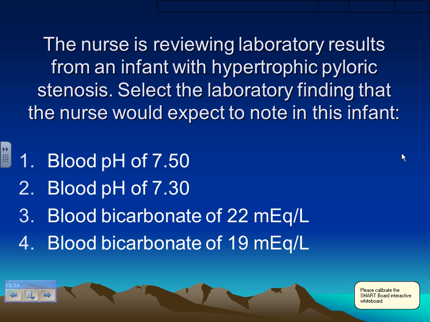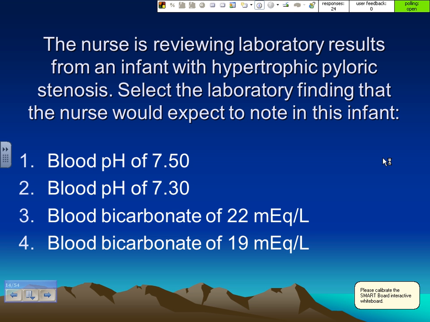I don't know how many of you remember this particular question from back in 110 and how we kind of talked our way through it, because nobody at that time knew what hypertrophic pyloric stenosis was. But you have a baby with that, and you want to select the laboratory finding you would expect to note in the infant. Blood pH of 7.5, pH of 7.3, bicarb of 22, bicarb of 19. What would you expect to see with this particular condition?